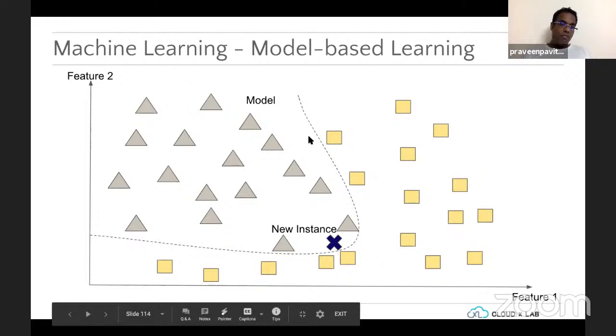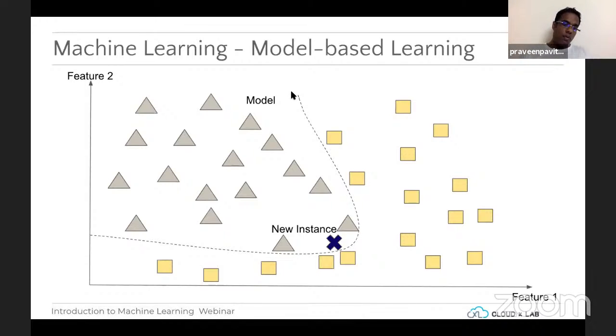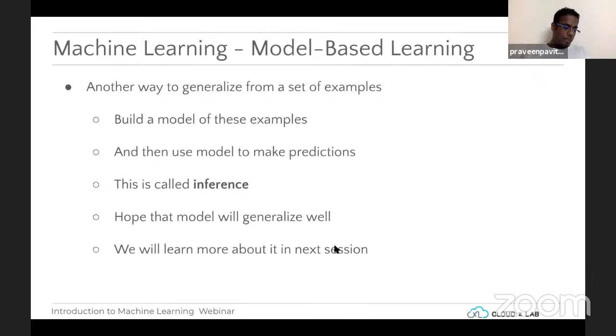But whenever you're using model-based learning, what training does is abstract out some details and figure out a boundary, and then just use that boundary to separate the data into the available classes.